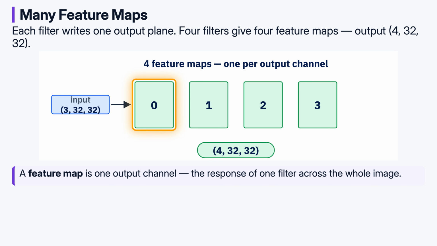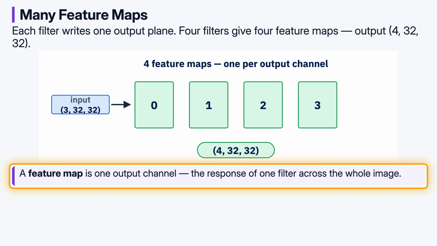Each filter writes one output plane. This is the first. The second. The third. And the fourth. 4 filters, 4 output planes. The output shape is 4 by 32 by 32, depth 4. One output plane is called a feature map. It is the response of one filter across the whole image.